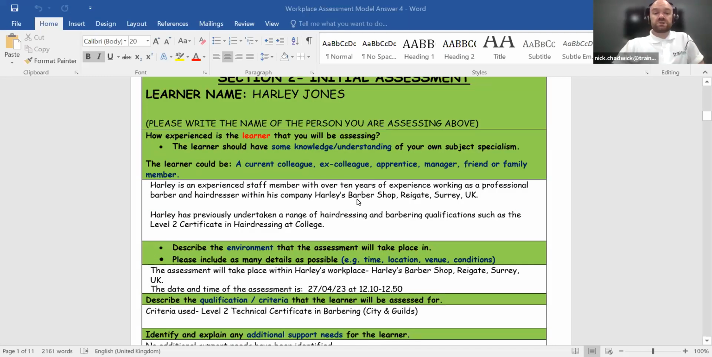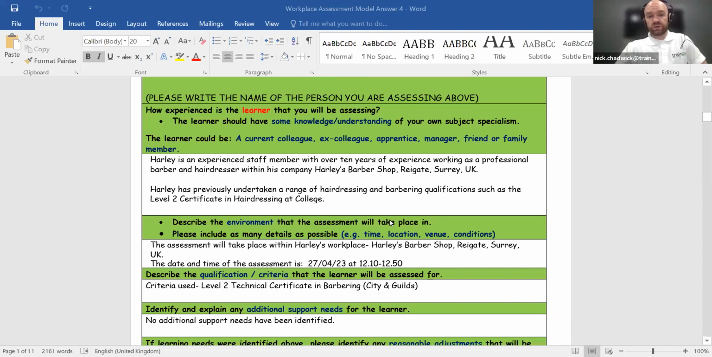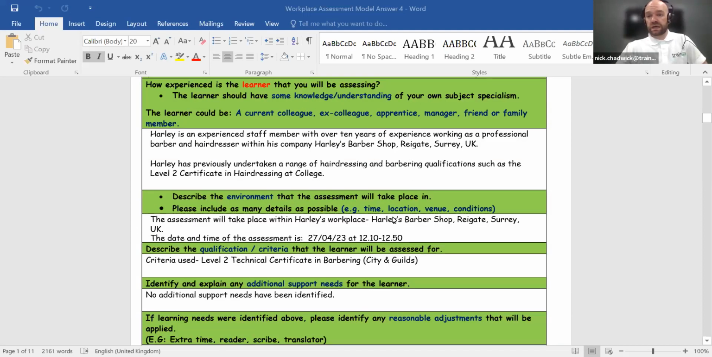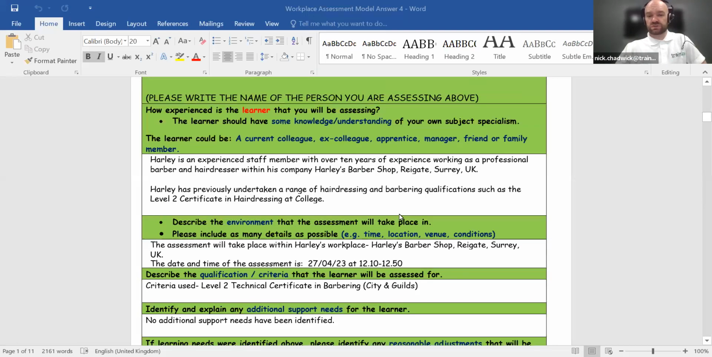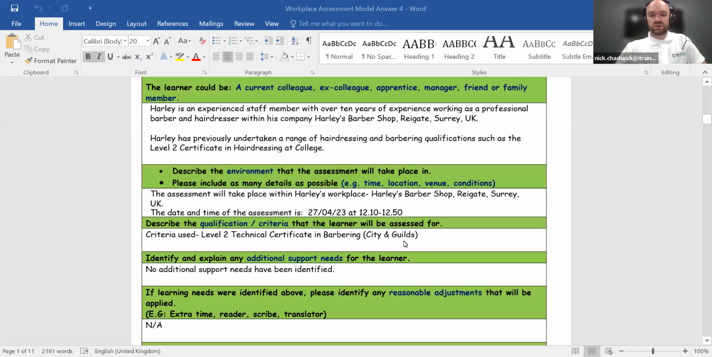So in regards to this section here, I have explained that obviously Harley is a very experienced barber with over 10 years of experience working as a professional barber and hairdresser within his company, Harley's Barbershop, based in Reigate, Surrey. And obviously he has achieved a range of previous barber and hairdressing qualifications as well. So Harley is very knowledgeable.